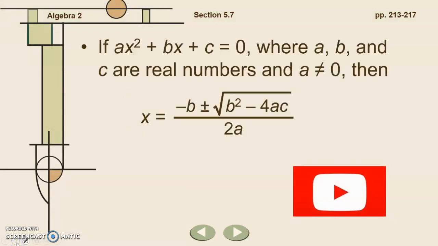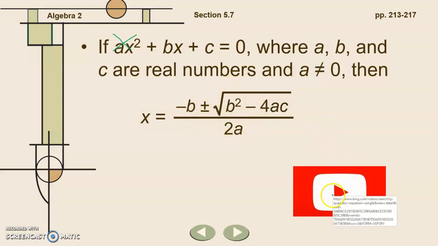So we can take that equation and use that to solve quadratic equations. So in this general form, if ax squared plus bx plus c equals 0, and a, b, and c are real numbers, and a is not equal to 0. If a were equal to 0, we would have a linear equation. We would just have bx plus c. So in order to keep it a quadratic equation, a cannot be equal to 0. If that is true, then x equals negative b plus or minus the square root of b squared minus 4ac all over 2a.